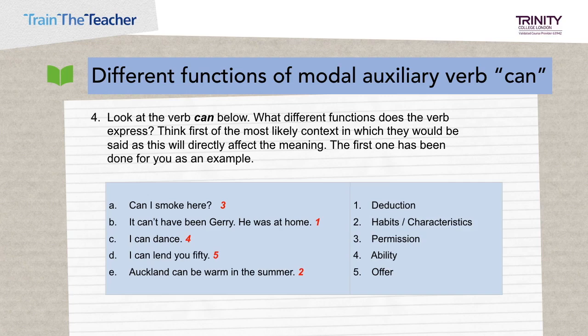It can't have been Jerry. He was at home. Is a deduction. I can dance is expressing ability. I can lend you 50 is an offer. And Auckland can be warm in the summer is expressing a characteristic. So as you can see, the modal auxiliary verb can have several different functions.